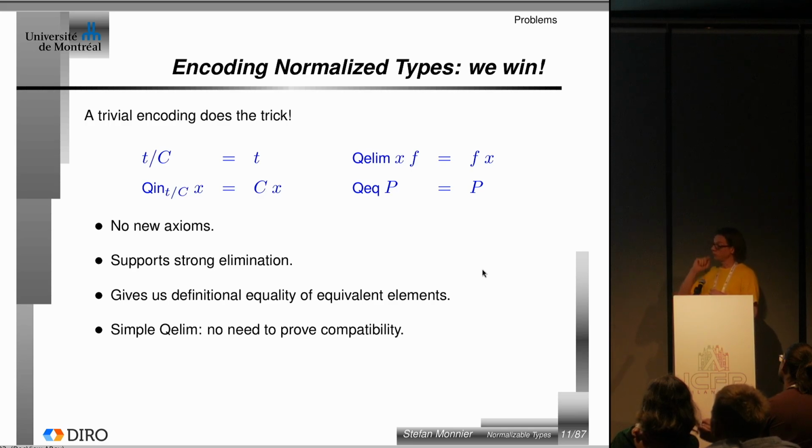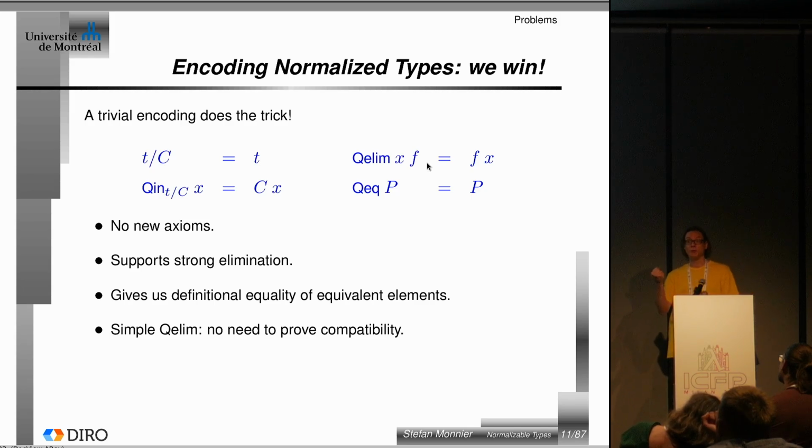And even better than that, I did not mention it before, but if you look at the definition of QLM, you'll see that it only takes two arguments. There's no third argument. You don't need to prove that your function is compatible with your equivalence, because it only receives canonicalized versions of your values, so it can't actually distinguish equivalent elements. So this is great, right?